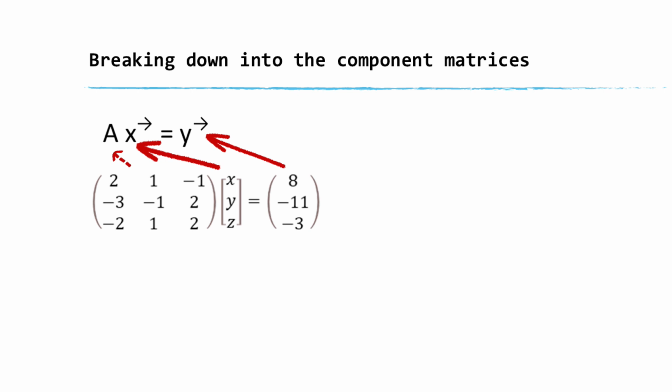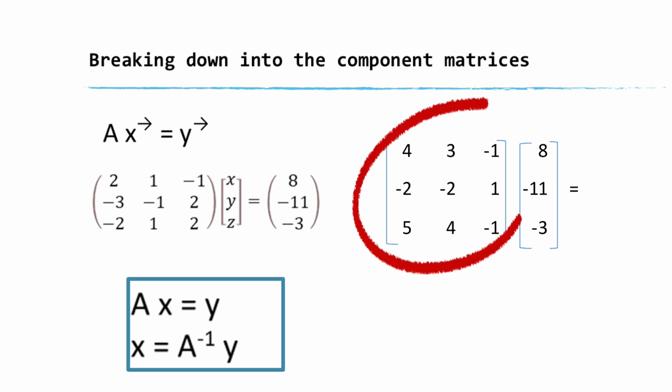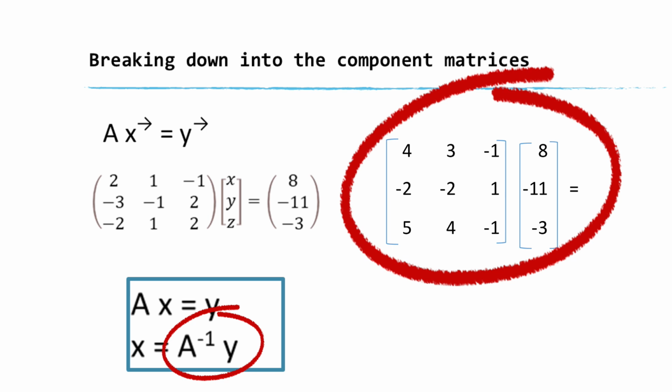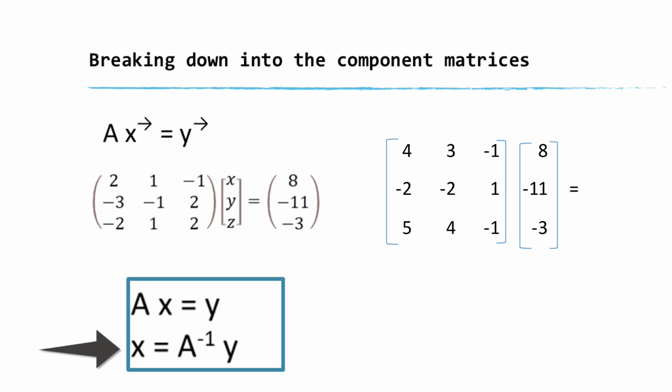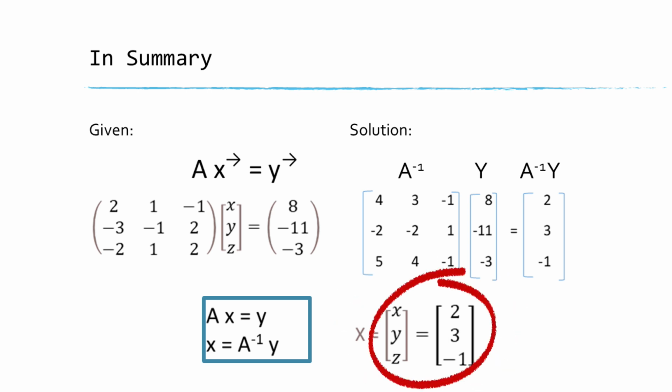This can be written as Ax equals y, and therefore the solution is x equals A inverse times y, which means we need to get an inverse of A and multiply it to y, taking care that we do the multiplication in the proper order of operations. The inverse comes out to be this. So if we multiply A inverse by y, we will get x, and the solution happens to be the column vector 2, 3, negative 1, which means the solution is x equals 2, y equals 3, and z equals -1.